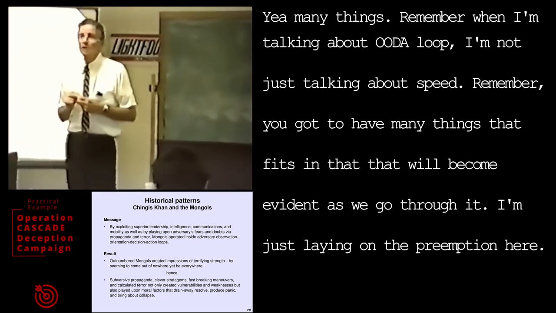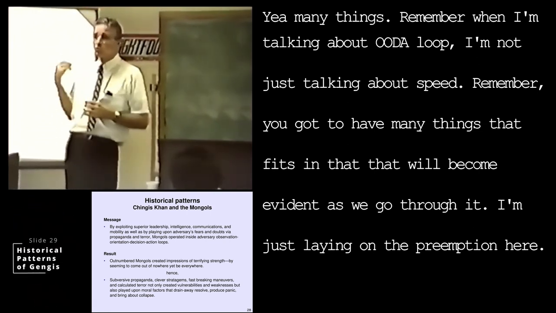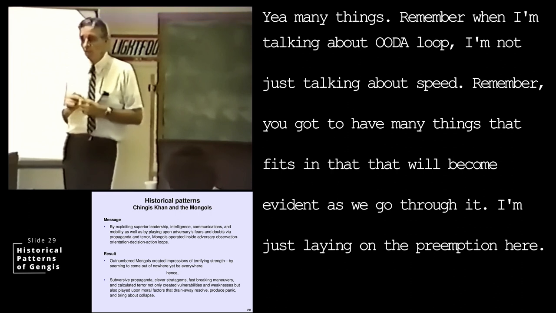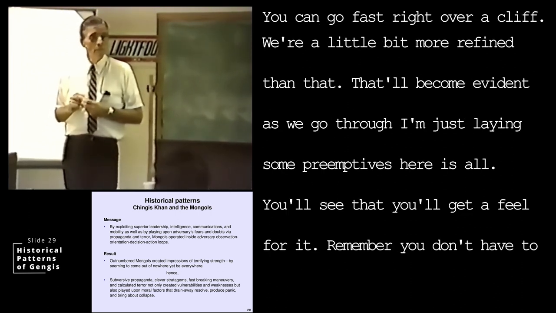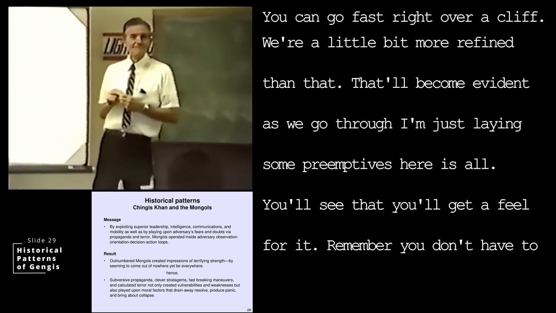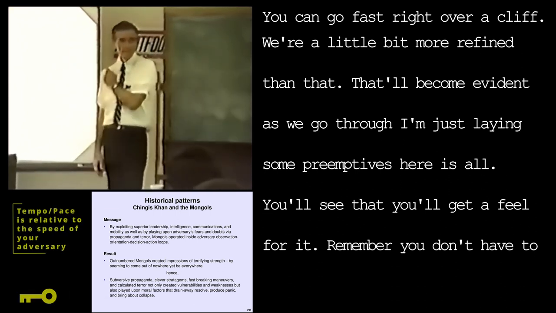Yeah, many things. Remember, when I'm talking about OODA, you're not just talking about speed. You've got to have many things that fit in that. That'll become evident when we go through it. I'm just laying out some preemption. Yeah, you can go fast, and you're right over a cliff. We're a little bit more refined than that. Okay. That'll become evident as we go through it. You'll get a feel for it.